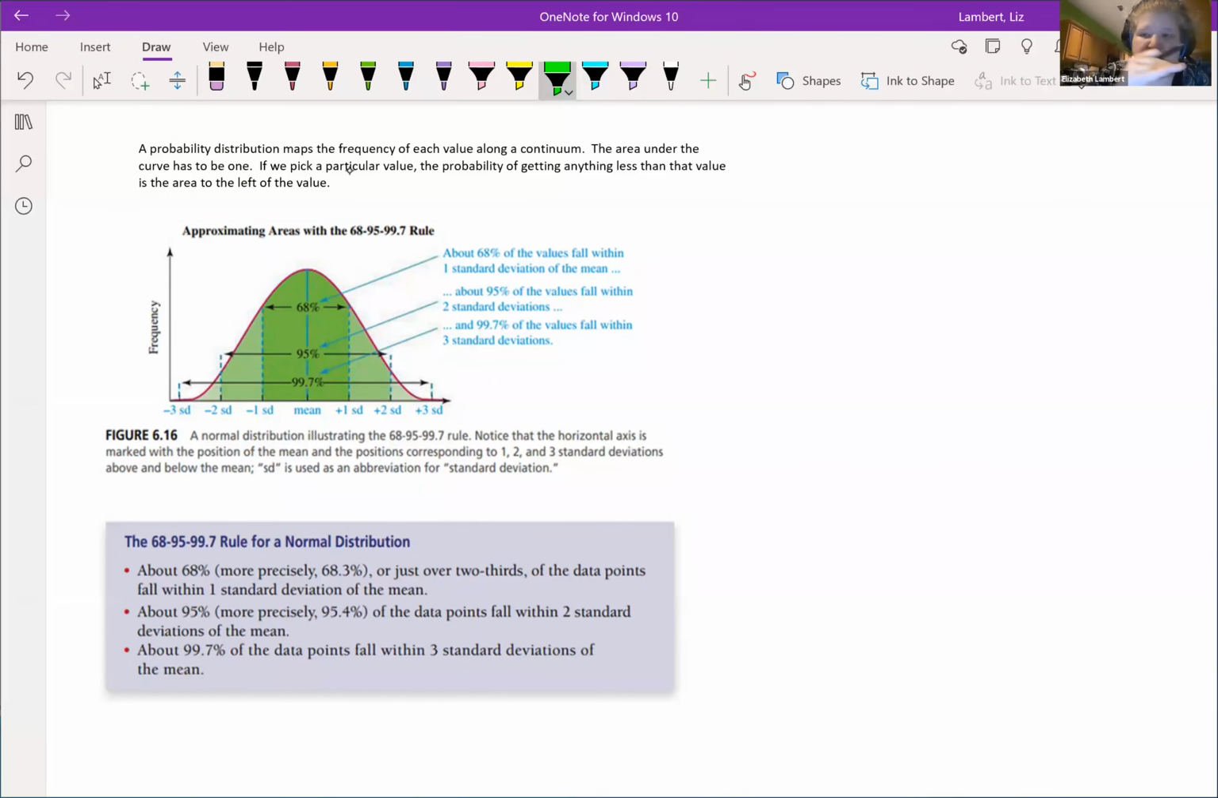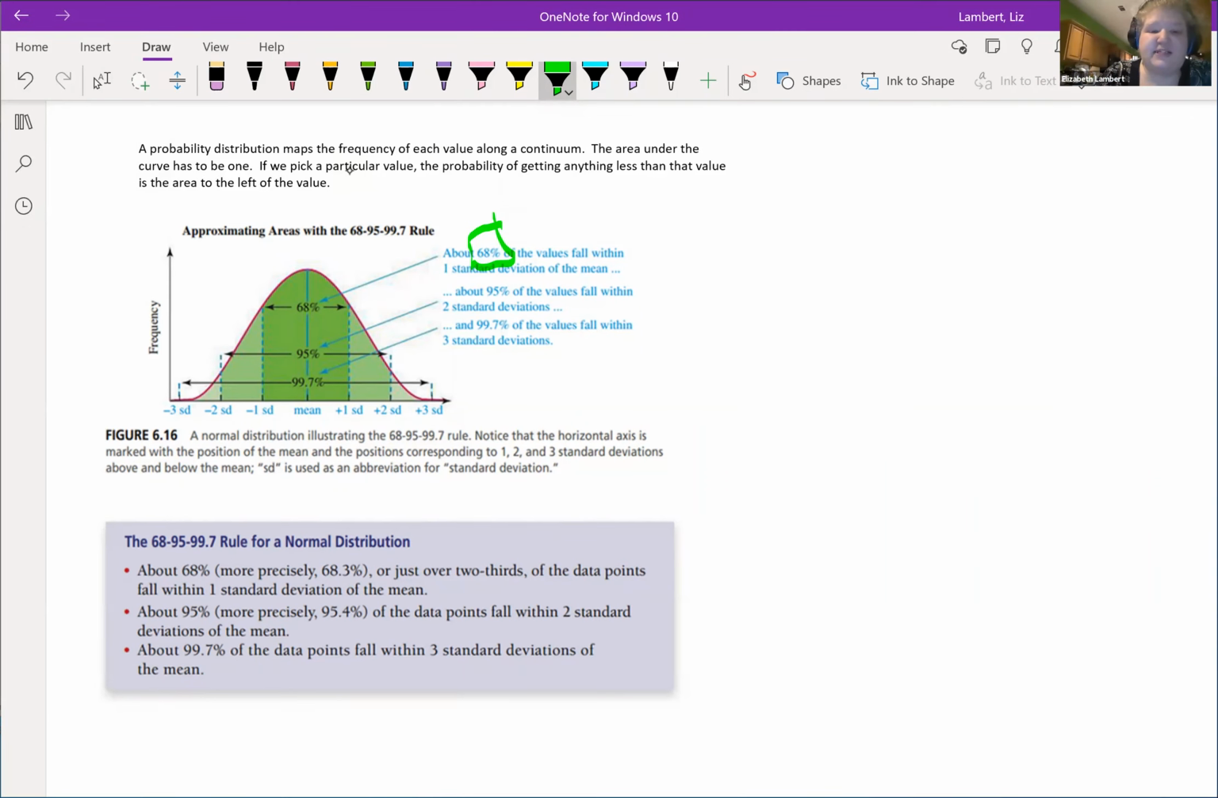So the mean is the middle value, and the standard deviation is how many away, and then how many away, and how many away. Between the first two, we get about 68% of all the data values. We could even cut that in half: it's 34% from the lower standard deviation to the mean, and 34% from the mean to the positive standard deviation.